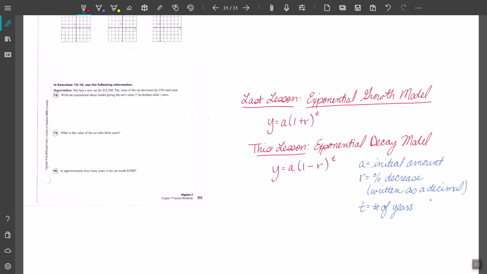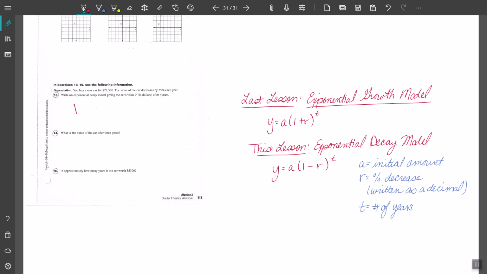We need to make sure we write that rate as a decimal, just like in the exponential growth model. That's what we talked about as well. And then T is the number of years that we are talking about the decrease going on, so how many years after the car has been bought in this problem. V, the dollars, corresponds to your Y, because that's the dependent variable. The value of the car depends on T, the number of years.